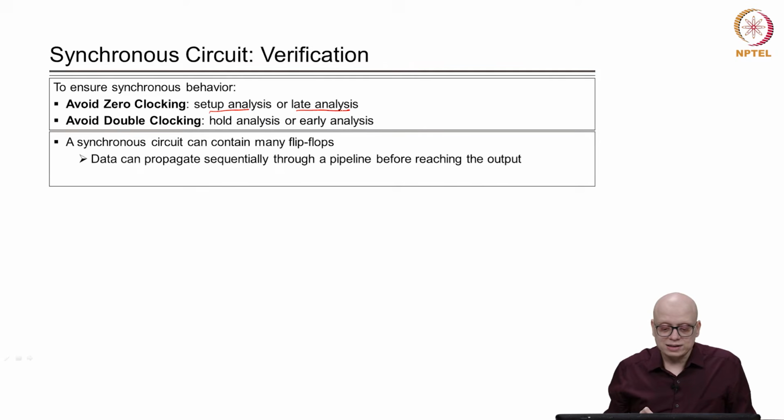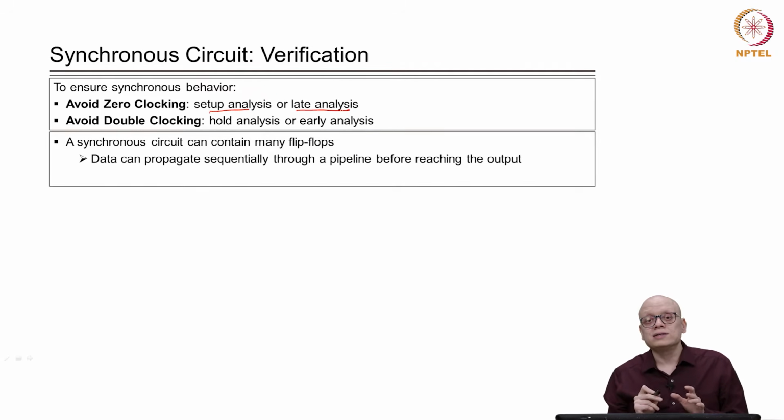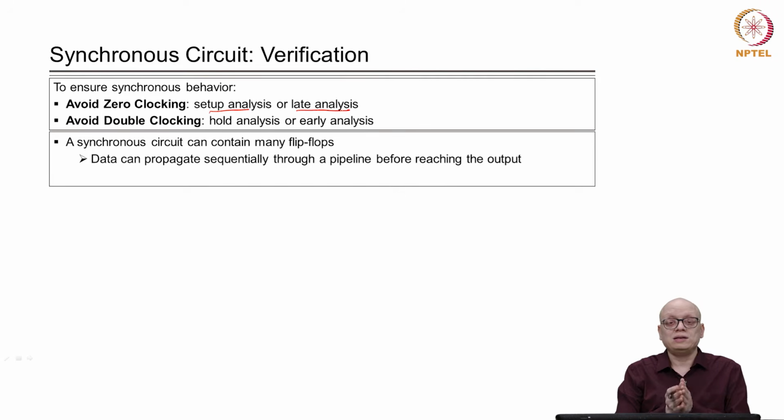So, a synchronous circuit can contain many flip flops. In the figure that we just saw, there were only two flip flops. But in a real design, there may be thousands of flip flops. Now, in that case, how are the timing constraints checked?